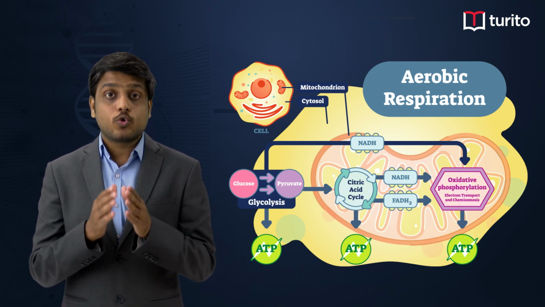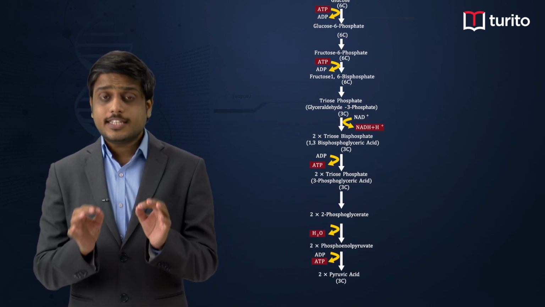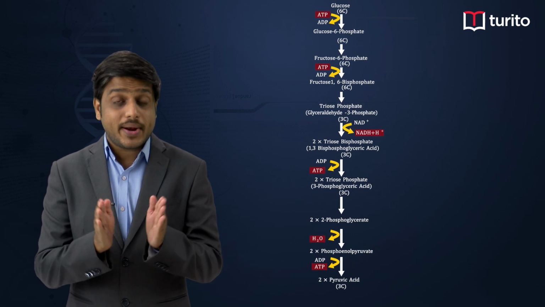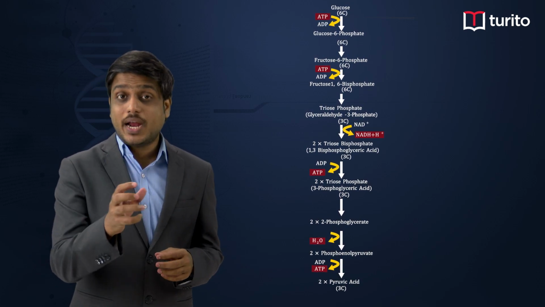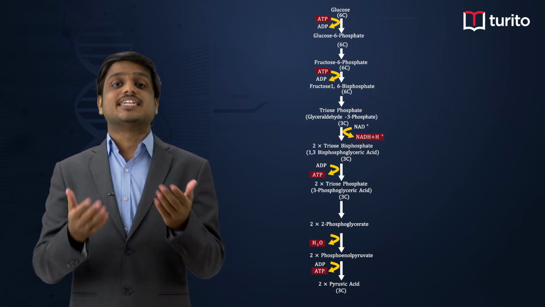Let us see how glucose is broken down into pyruvate by glycolysis. Glycolysis is a series of 10 enzyme catalyzed reactions. The initial 5 steps are called the preparatory phase, where energy is spent, and the last 5 steps are called the payoff phase, where energy is gained.